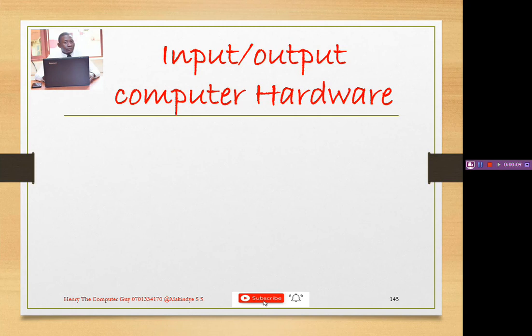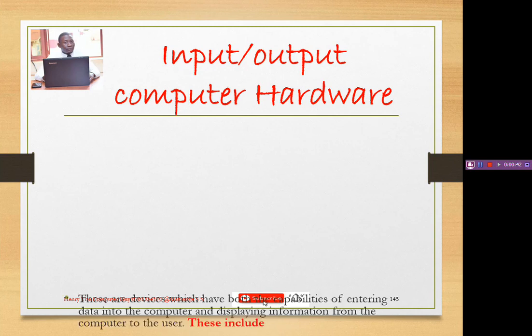And in today's lesson, we are going to be talking about the input-output computer hardware. So these ones actually combine both the input and again the output. So they become input/output computer hardware. Remember in the previous lessons, we talked about the input and we said that these ones help us to feed data into the computer, whereas the output help us to get our processed information or data out of the computer. So these ones are actually combining the two. They do both the input and the output.